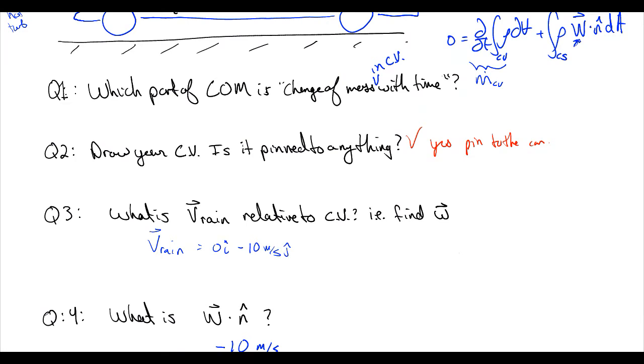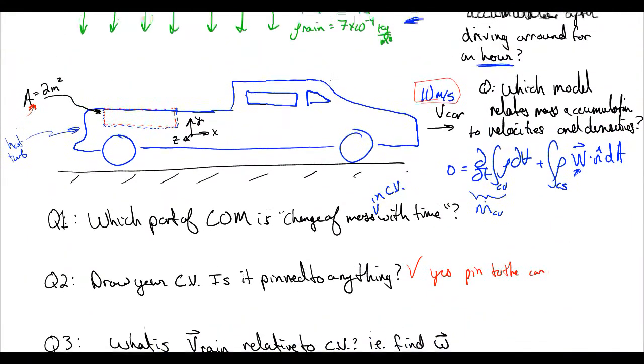So now you notice we have an Eulerian description of our velocity, but we also have units now, which is great. And so we have to do it relative to our CV, which basically means we just subtract the velocity of our CV. So W is equal to V rain minus V CV, which is equal to negative 10 meters per second I hat minus 10 meters per second J hat. And now we should double check that to make sure that makes sense.